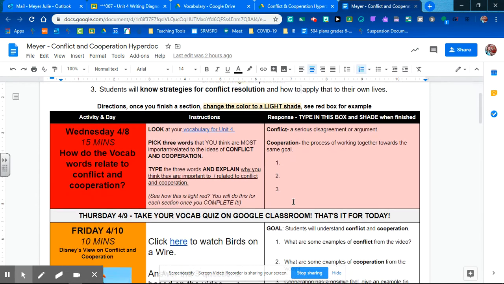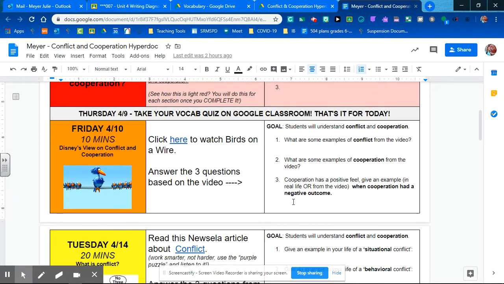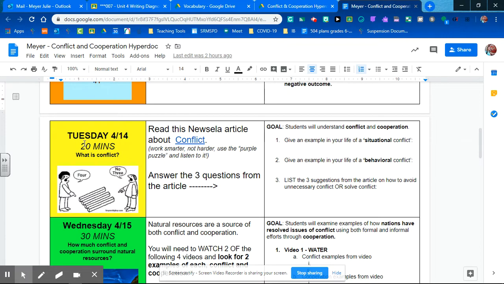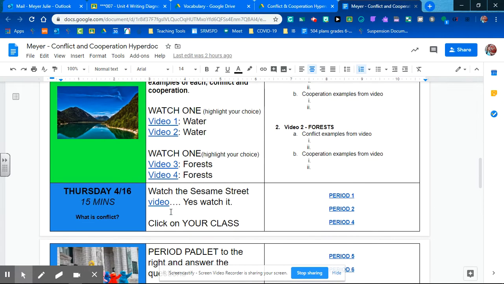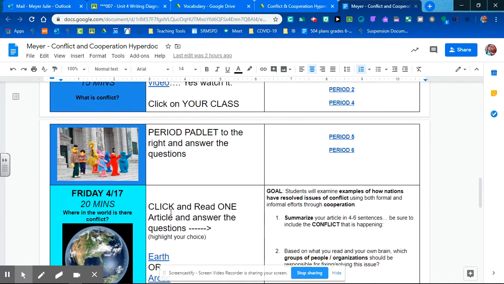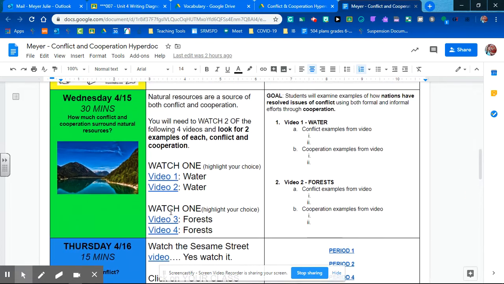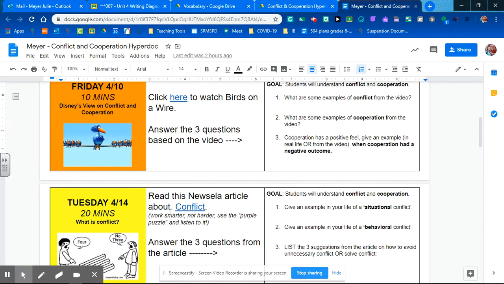Please note that this Hyperdoc is sectioned out for you. It tells you the day that you're doing the activity and roughly how long it should take you. So please be mindful of those times. And again, do not try and do this whole thing at once, okay?